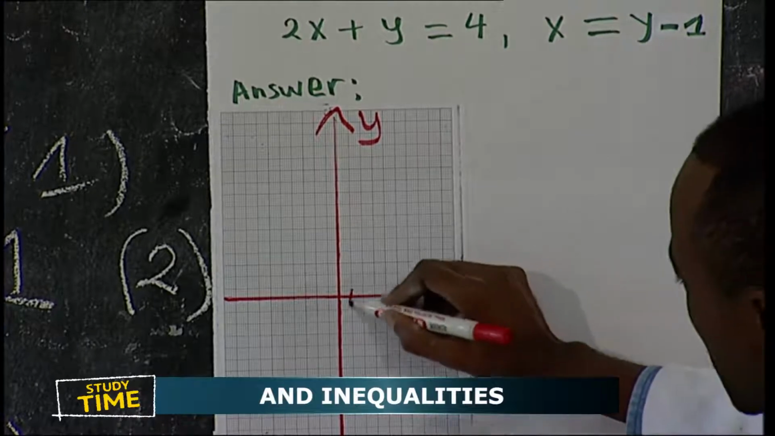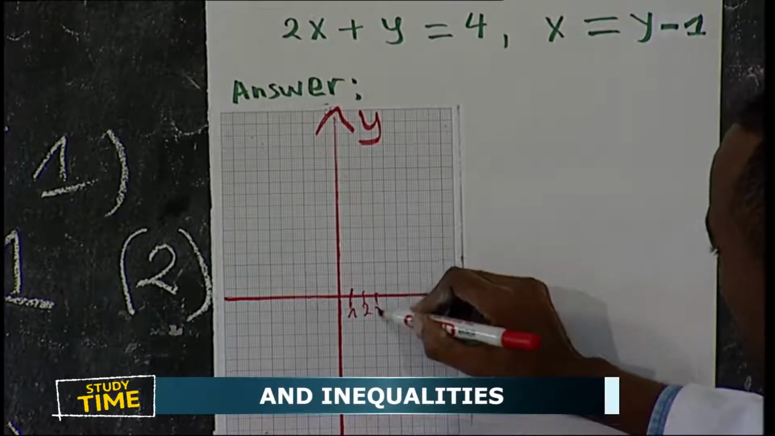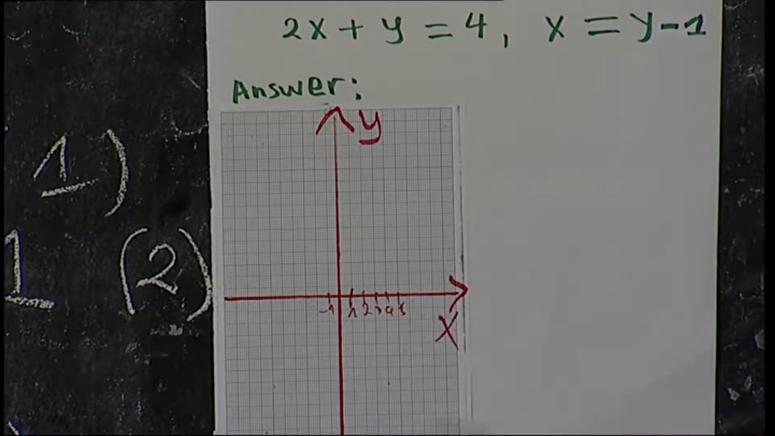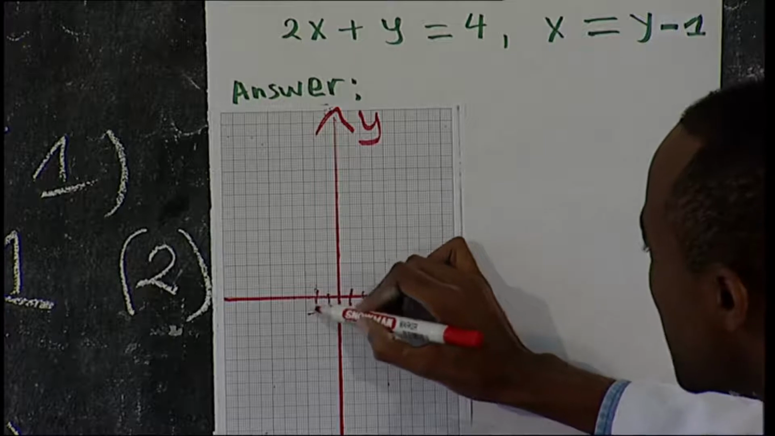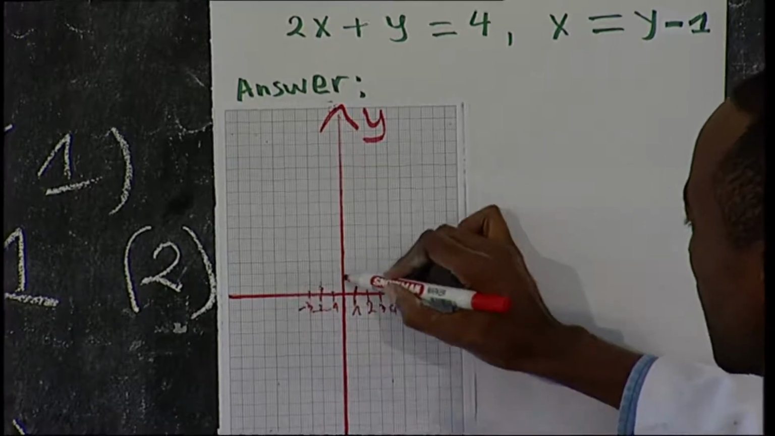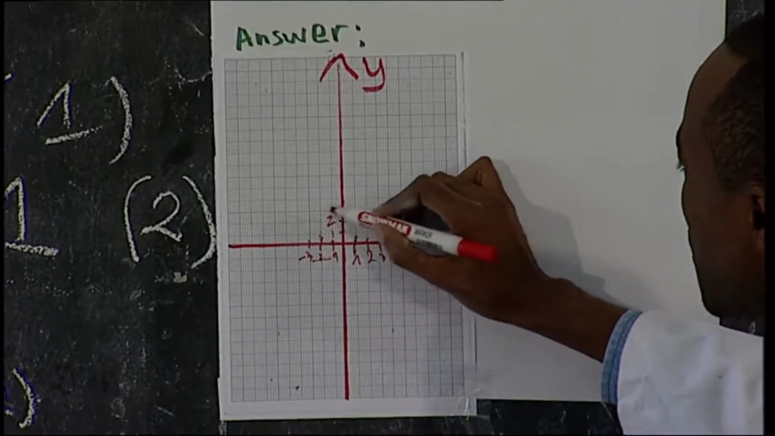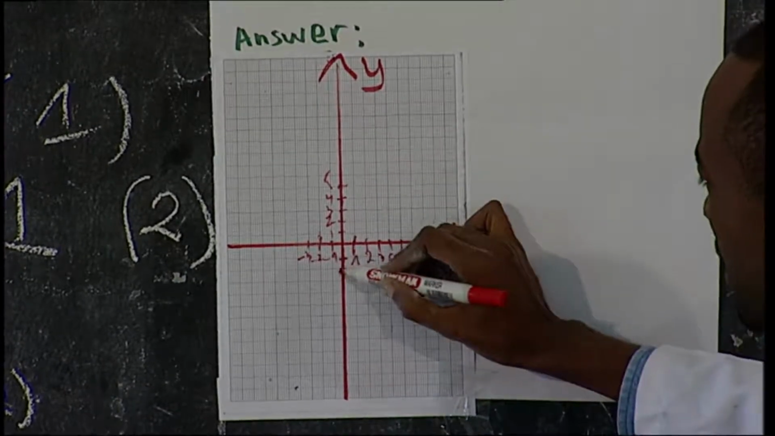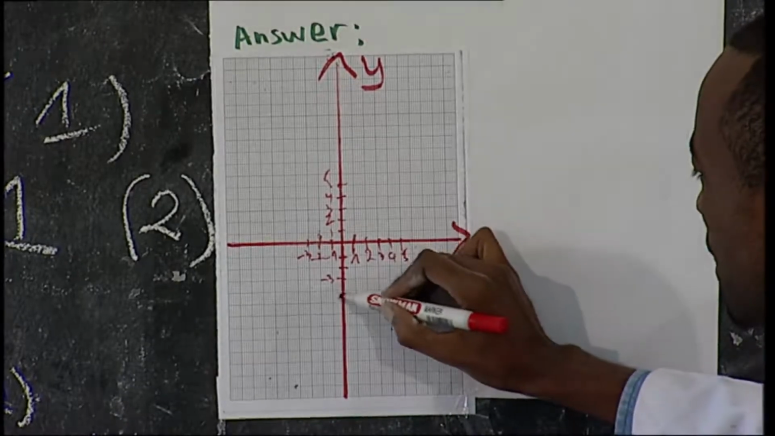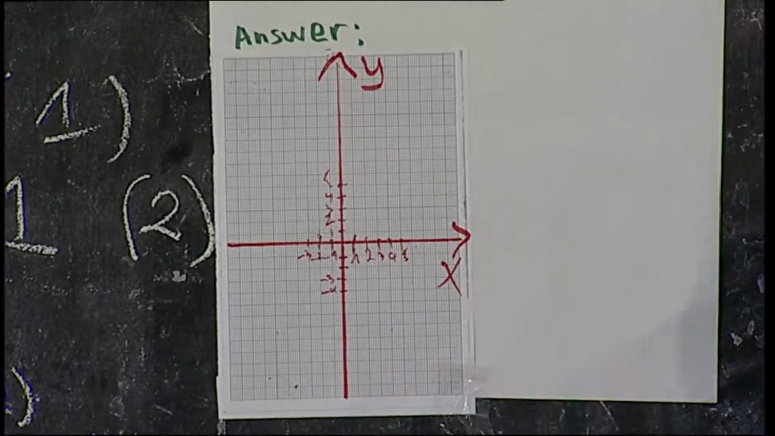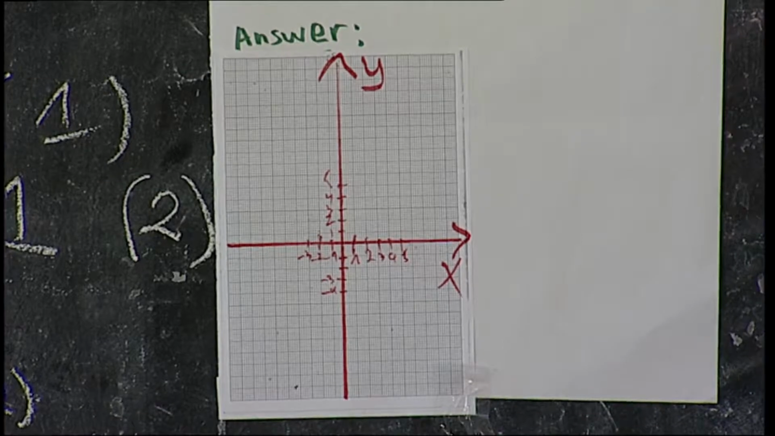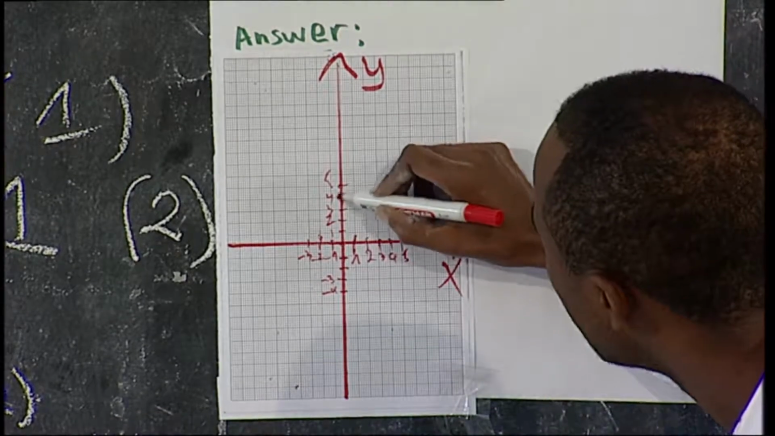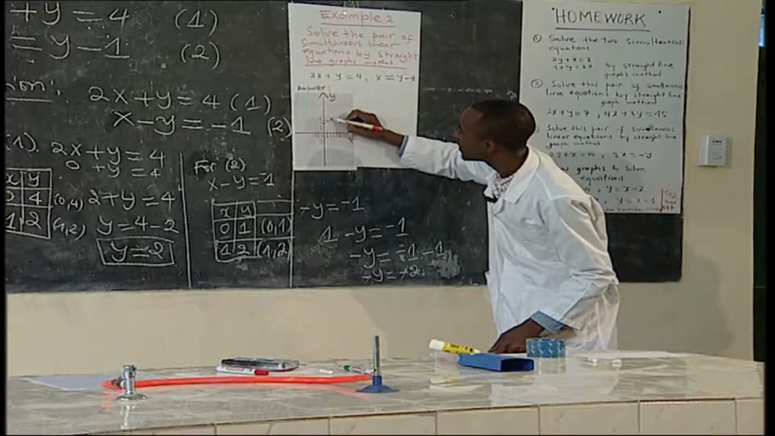Let's now look at this. This is 1, 2, 3, 4, 5. This is -1, you see? And this is -2, -3. We have 1 over here, 2, 3, 4, 5. We have -1, -2, -3, -4, and so on. Let's plot our points over there. It was 0 and 4. 0 on x and 4 on y. It's here. 0 and 4.